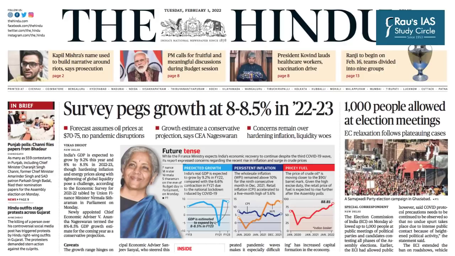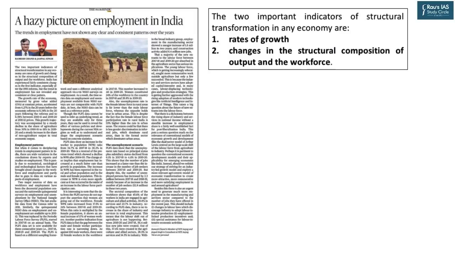Hello and welcome to today's DNS session. We are going to have a discussion on today's newspaper, The Hindu, Delhi edition dated 1st February 2022. We shall pick up articles important for civil service examination and discuss them as per the demand of the exam. There is an article on page number 9, A Hazy Picture on Employment in India.